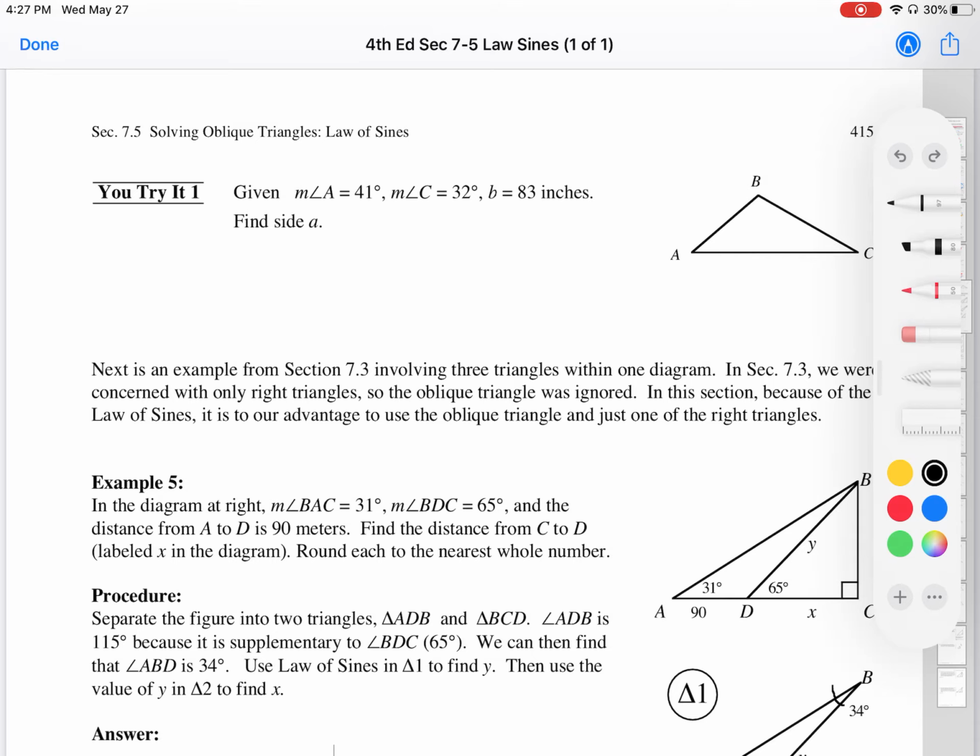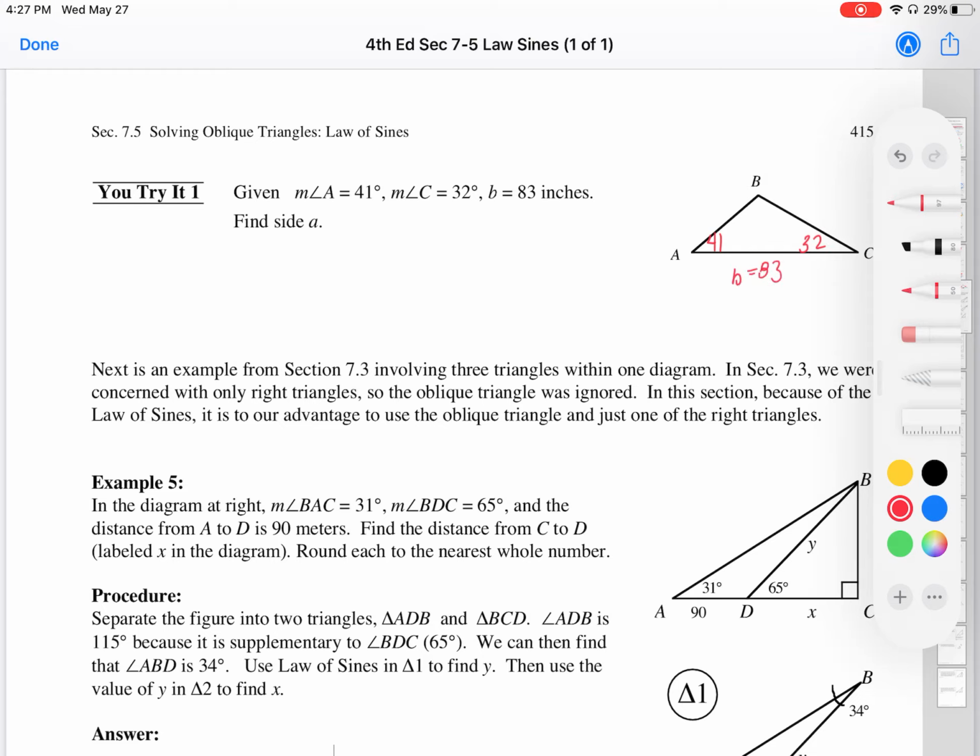All right, we're told that the measurement of angle A is 41 degrees. The measurement of angle C is 32, and the measurement of side B is 83. Find side A. Well, we need to have an angle and a side given to begin, right? I have side B, I need angle B. Can I find angle B? Yeah, we can. We know that in a triangle, all angles add up to 180. So we can take 180 minus 41 minus 32, and that gives us 107. So angle B is 107 degrees.